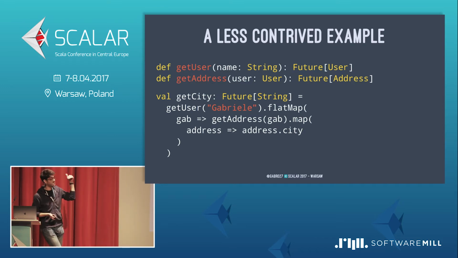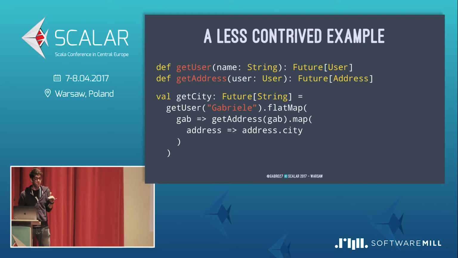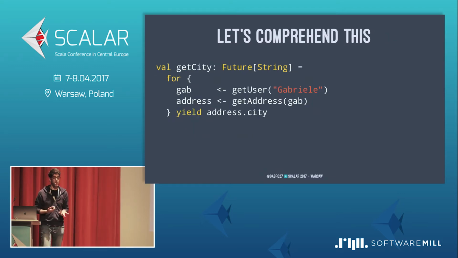We've seen that we want a single future as a result. So we flatMap over the first future, then you get a user, then you pass it to the address, then you map over it, and then you get the city. That makes sense. And that is so common in Scala and other languages that the language has a special syntax for it, which is the for comprehension.